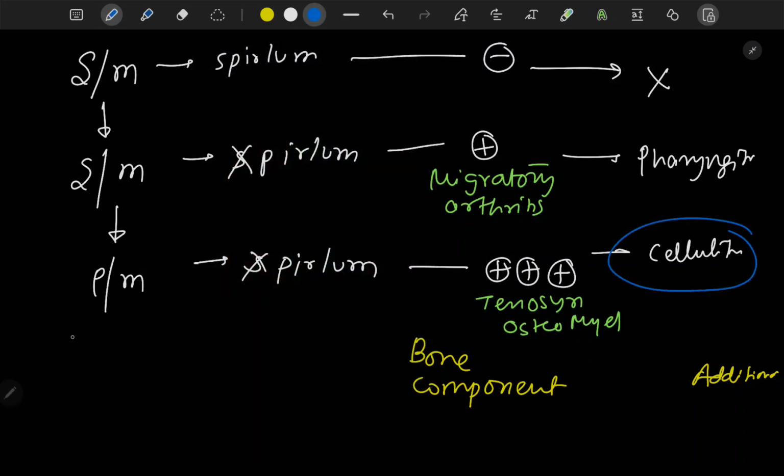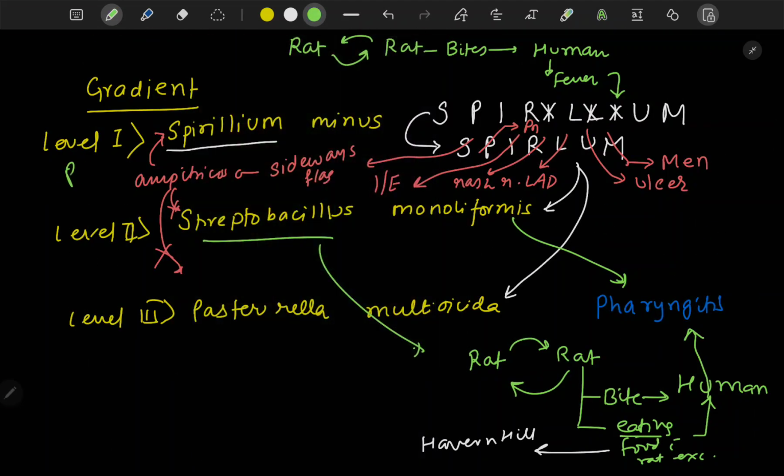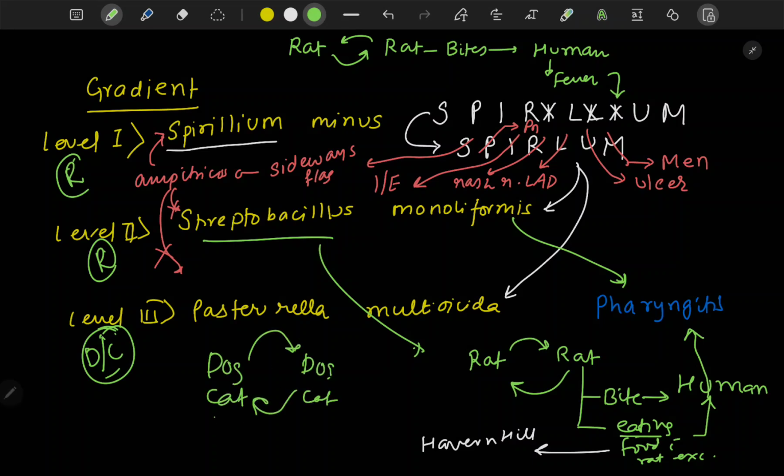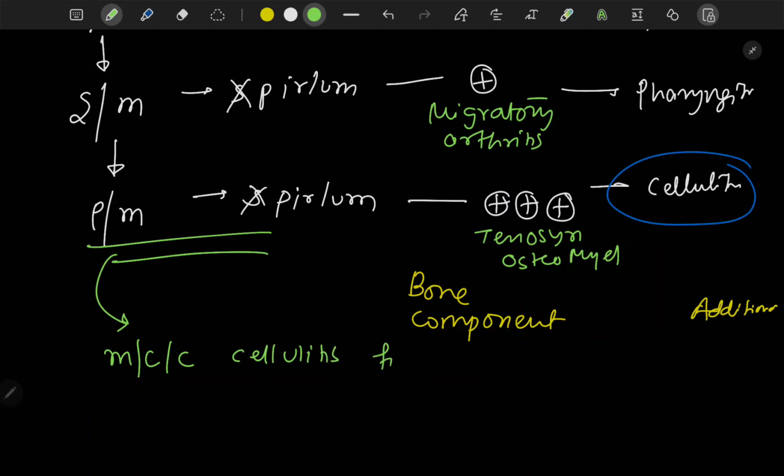As a matter of fact, before we proceed, I forgot to tell you, this was rat, this was rat, this is the dog and cat. So dog-cat cycle is maintained. If any of them bite, that goes to human. As a matter of fact, over here, the most common cause of cellulitis following dog-cat bite is Pasteurella multocida.